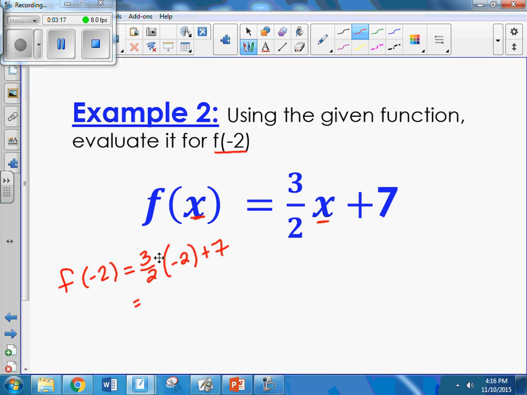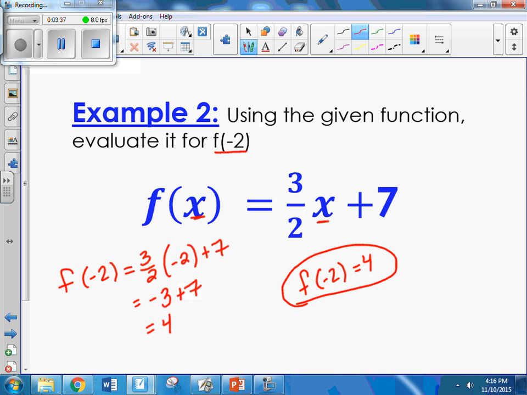Well, when I multiply 3 over 2 and negative 2, I should get negative 3. Negative 3 plus 7 is 4. So my answer, whenever I put negative 2 into the function, that's what it says. I put in negative 2 into my function, my answer was 4. I got 4 out. And that's it. That's evaluating functions. So that's as hard as it gets.